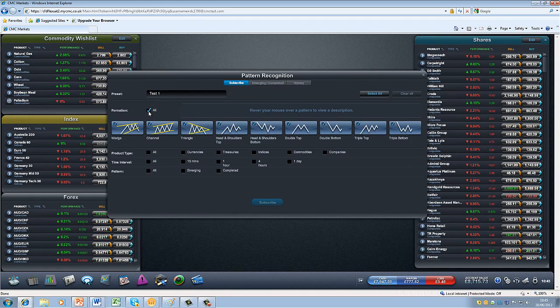Personally, guys, the ones that I find to be the best out of all the pattern types out there are the wedge, channel and triangle. So I'm actually just going to turn these other ones off. Again, this comes down a lot to personal preference. It really depends what you like yourself.